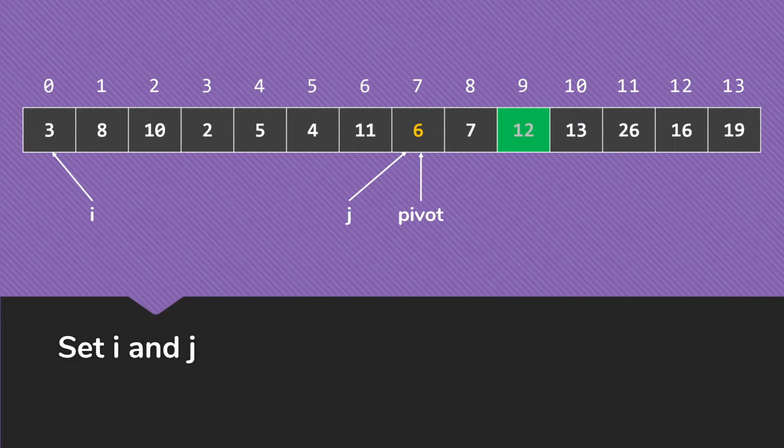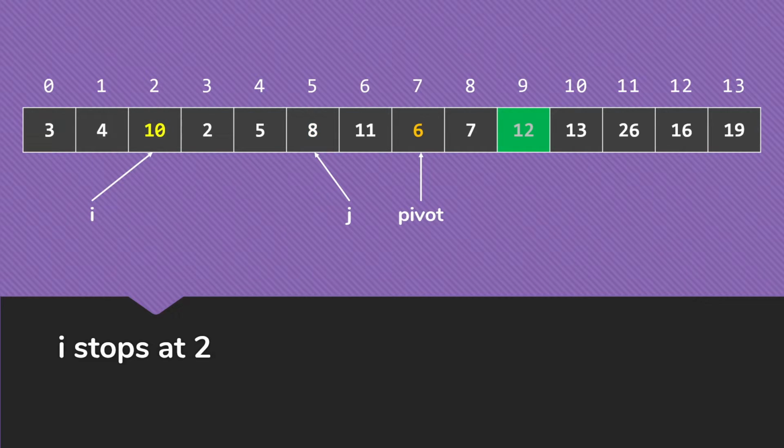Set up our I and J counters appropriately, and we'll start going. So I will stop at index 1 when it's looking at the 8, because that's bigger than 6. J will stop at index 5, looking at the 4. We'll swap the 4 and the 8.